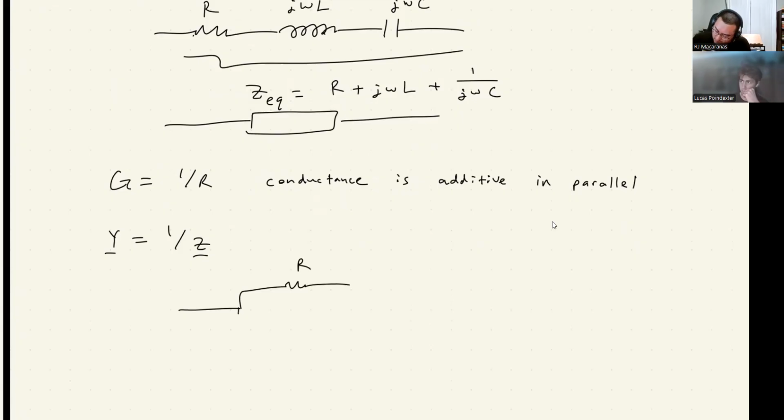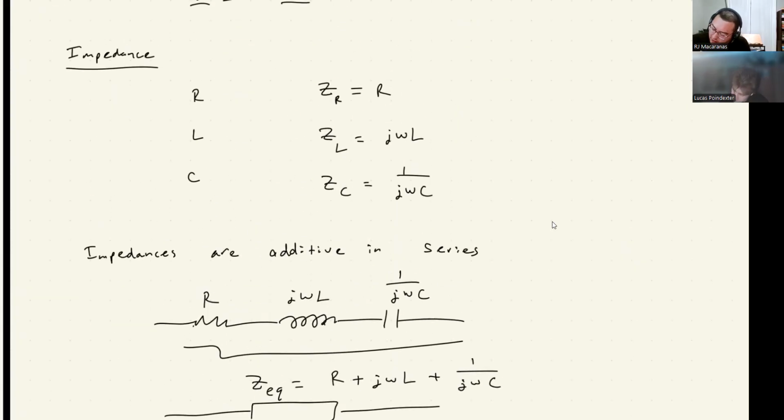Again, if I had, for example, R, L, and C all in parallel, this is going to be J omega L. Then if I look at the admittance of these, Y sub R is given by 1 over R, and Y sub L is given by 1 over J omega L.